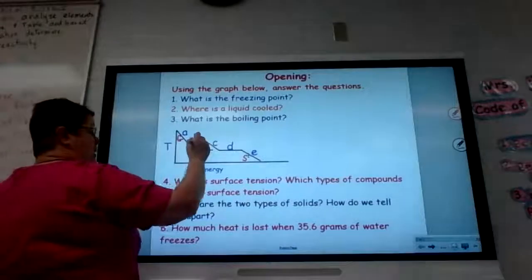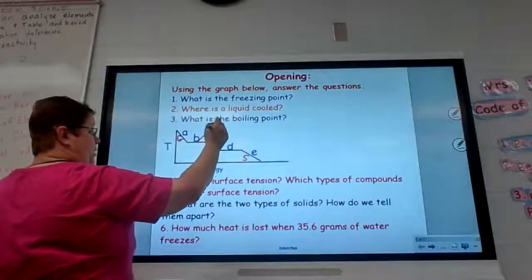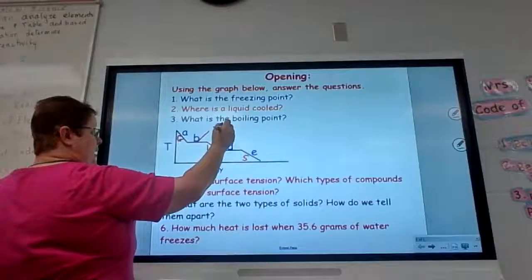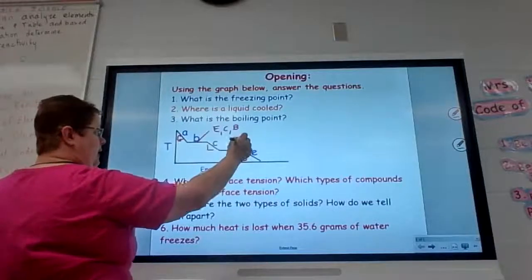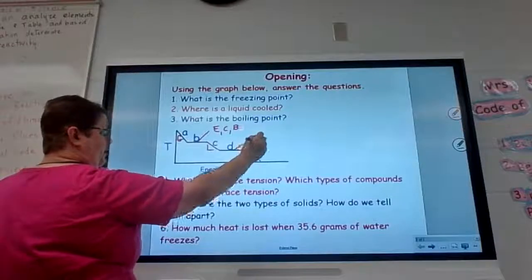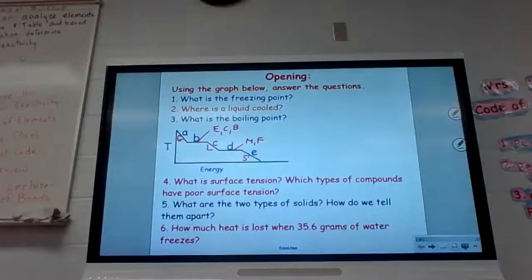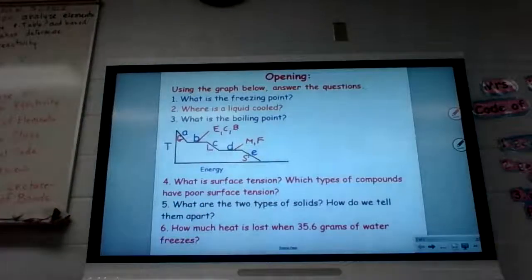So this is still going to be evaporation, condensation, and boiling. This is still going to be melting and freezing, right? So if I'm asking where is melting and freezing, the freezing point has to be at D. All right, so where is the liquid cooled at? Well, where's the liquid at? C. And what is the graph doing at C?